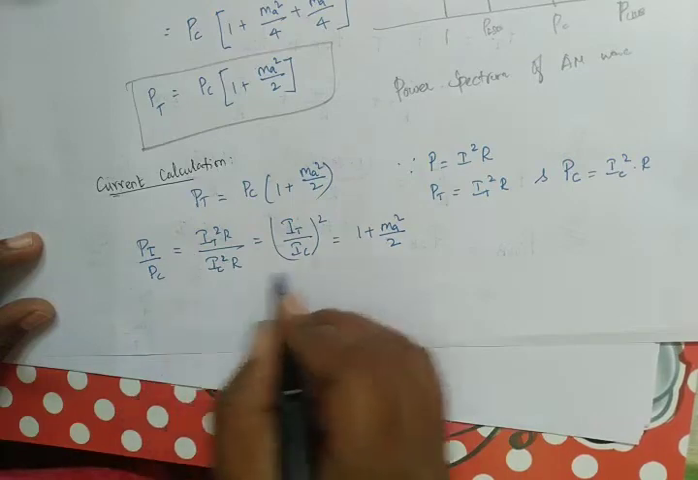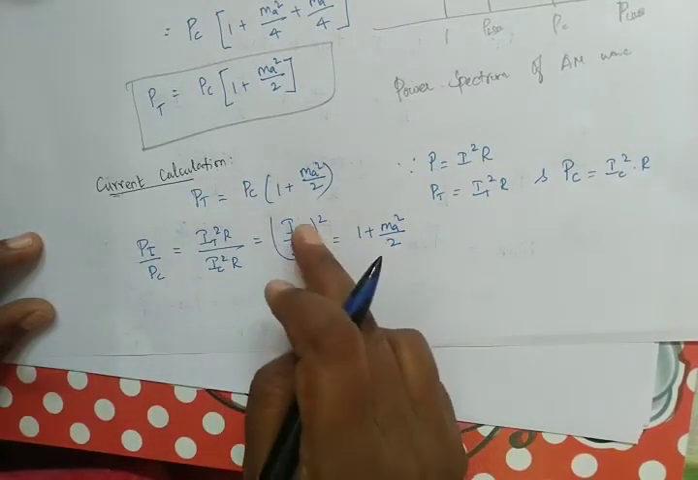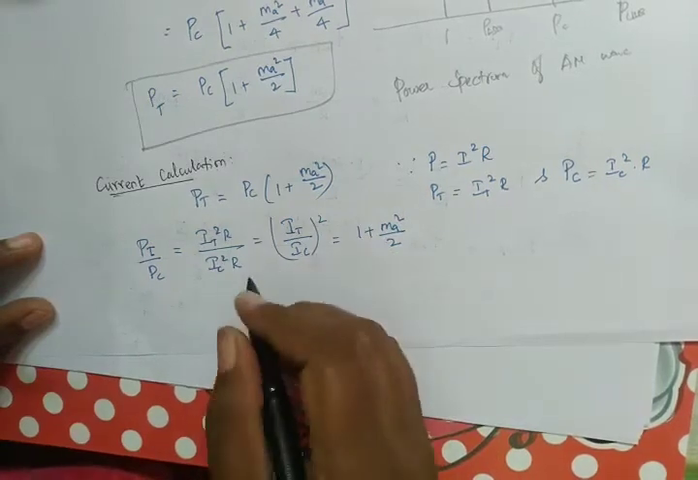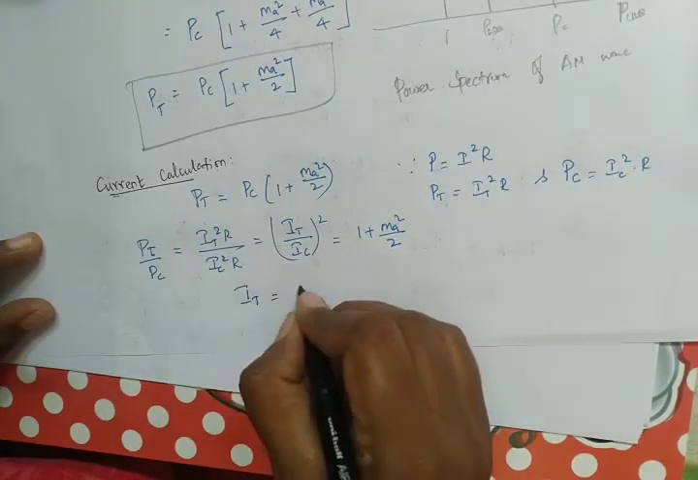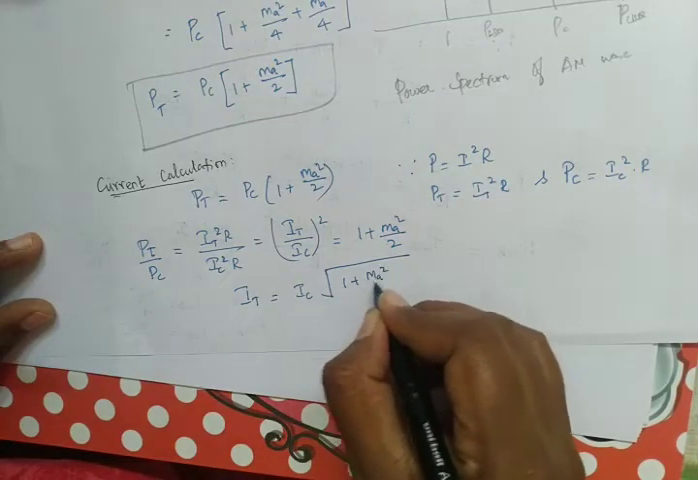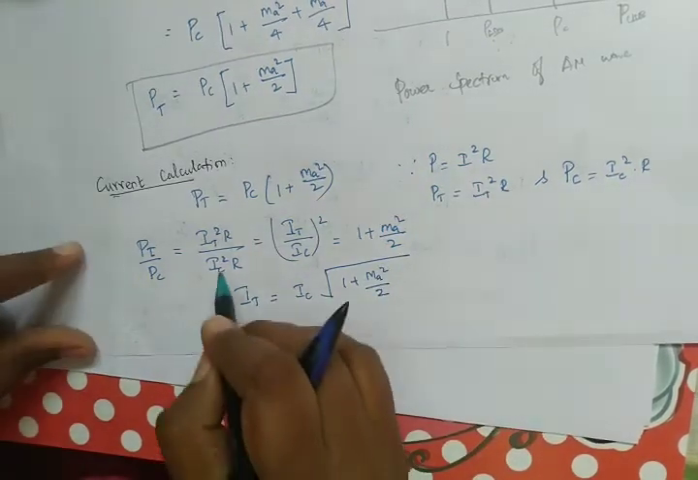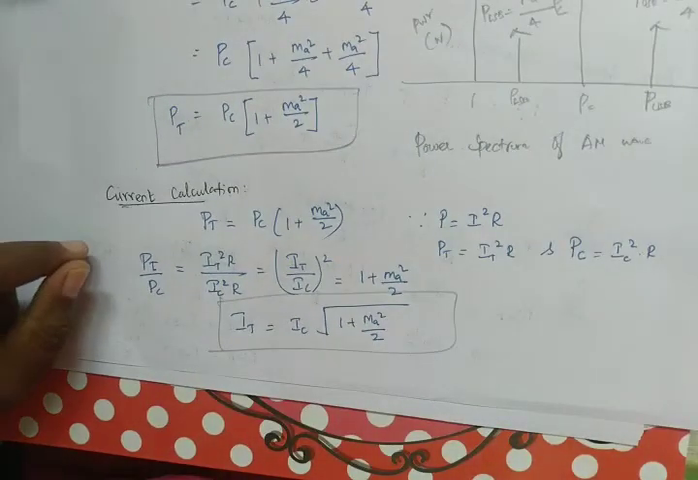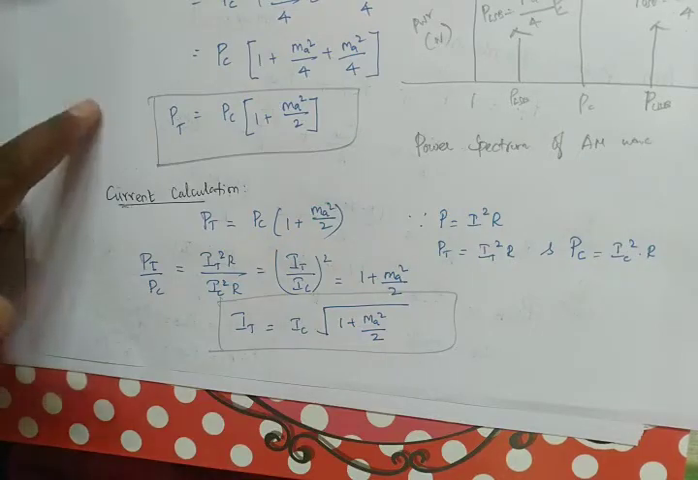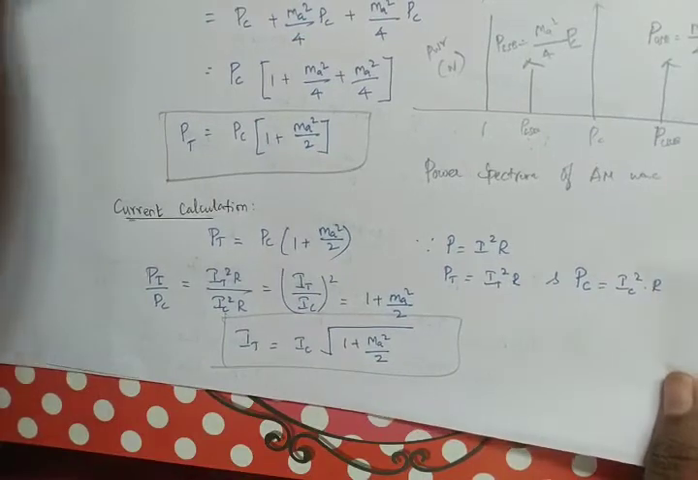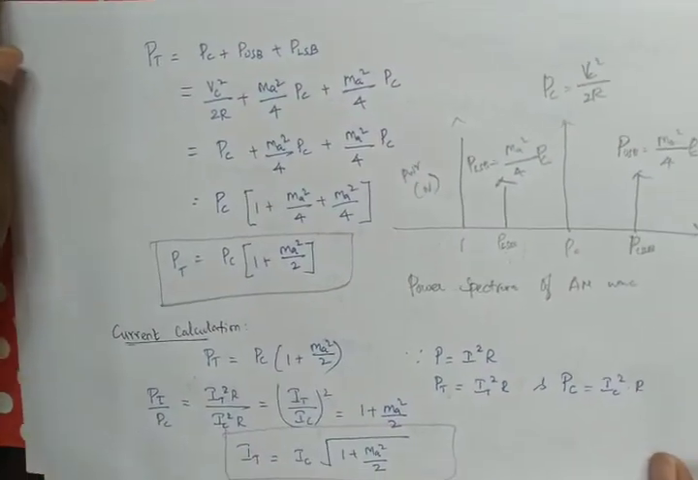Or if you want to find from this, we can write anything. That is, we can find IT by IC, which will be equal to square root of, or we can write I total. So we can write I total is equal to IC into square root of 1 plus MA square by 2. So this is how we have to find the total current for AM DSB FC. So just now what we found is AM voltage distribution, AM power distribution, and this is how we have to calculate current for AM DSB FC, that is double sideband full carrier.